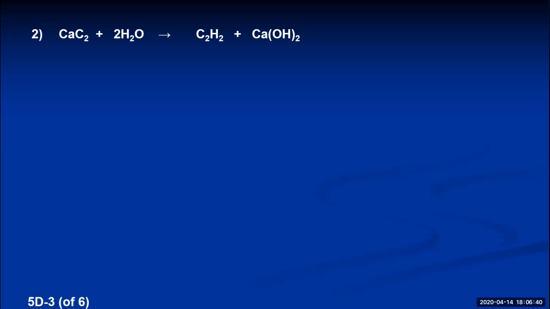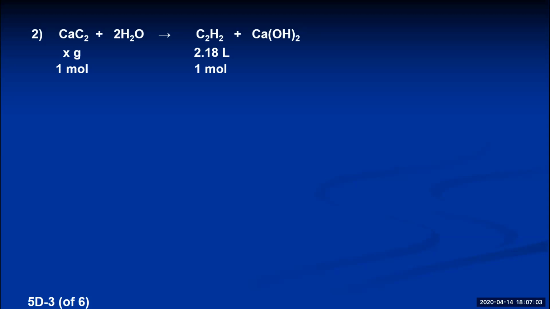To set up our stoichiometric calculation, we're given 2.18 liters of acetylene gas were collected. The question is how many grams of calcium carbide must have reacted to produce that, and the mole ratio in the balanced equation is 1:1. First step, convert the given information into moles. And because this is a gas volume, we're going to convert it into moles with PV equals nRT.